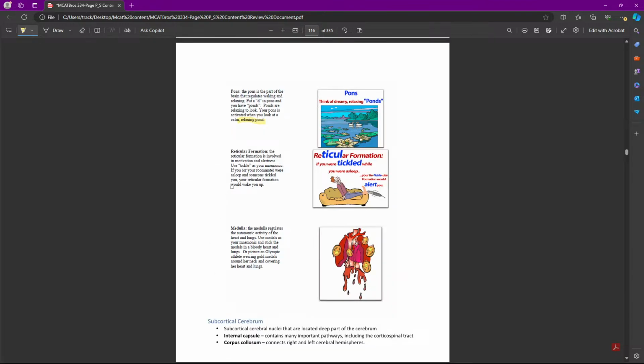Reticular formation is involved with motivation and alertness. Use tickle as your mnemonic. If you or your roommate were asleep and someone tickled you, your reticular formation would wake you up. And the medulla regulates the autonomic activity of the heart and lungs. Use medals as your mnemonic, as they can stick to your heart and lungs, or picture an Olympian wearing gold medals around her neck, covering her heart and lungs.